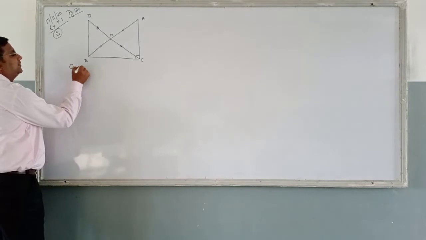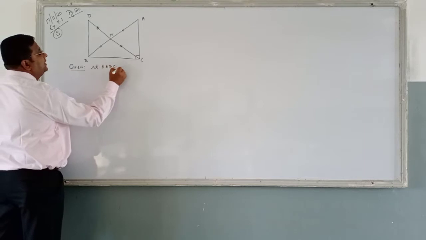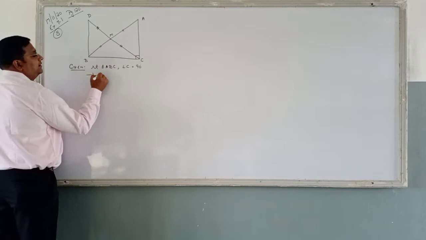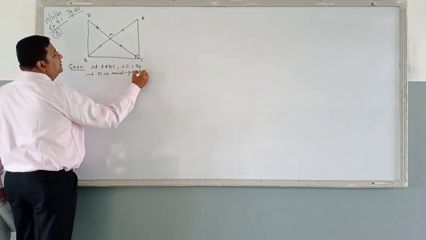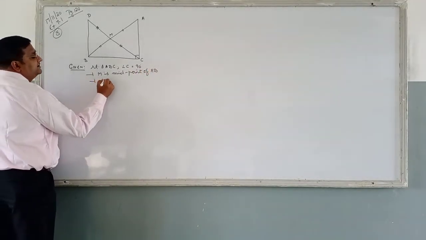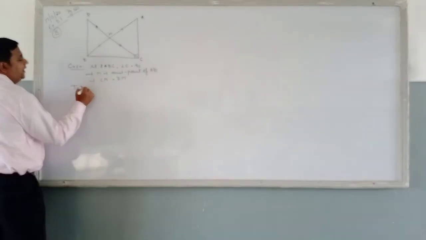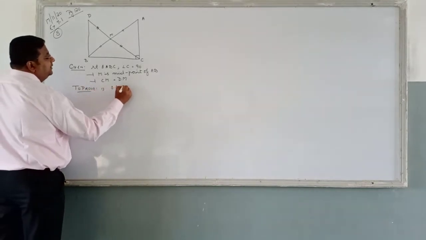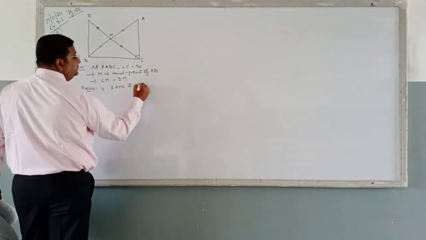So what are the things given to us? First of all, given to us is a right triangle ABC in which angle C is equal to 90 degrees and M is the midpoint of AB, and CM is equal to DM. What we have to prove? We have to prove certain things. First, triangle AMC congruent to triangle BMD.